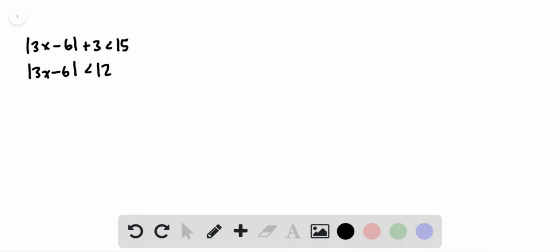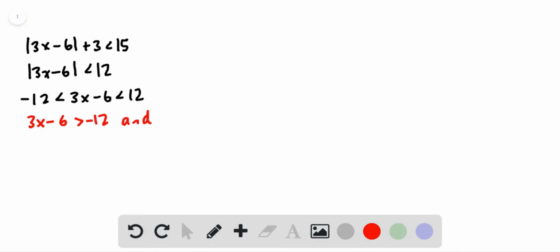So we can write this inequality. We can write the absolute value as negative 12 and positive 12 to get rid of the absolute value sign. And this is the same thing as 3x minus 6 greater than negative 12 and 3x minus 6 less than positive 12.